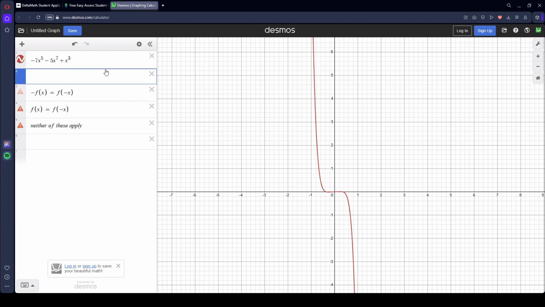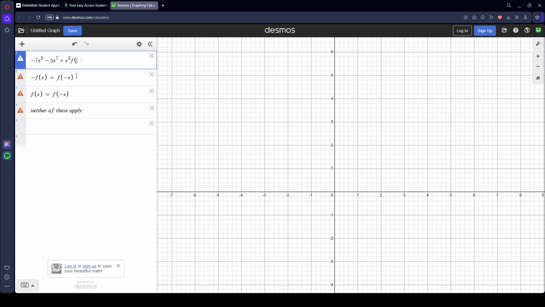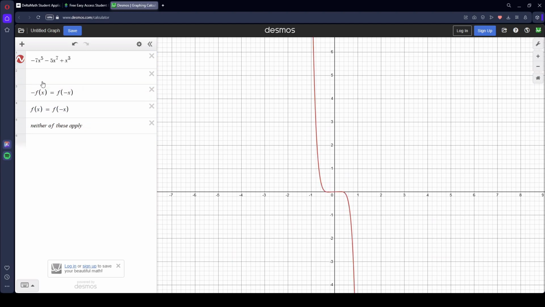Okay. Now let's see if negative f of x is equal to f of negative x. First of all, we need to find negative f of x. Alright, how does this work? Now, negative f of x. What is f of x? f of x is equal to negative 7x. Let's write this down, negative f.